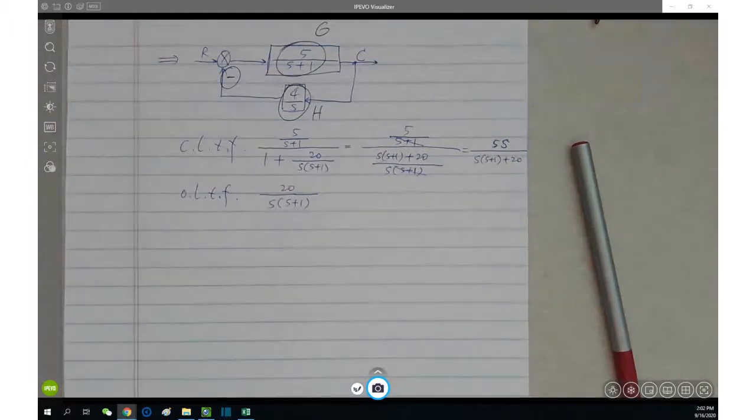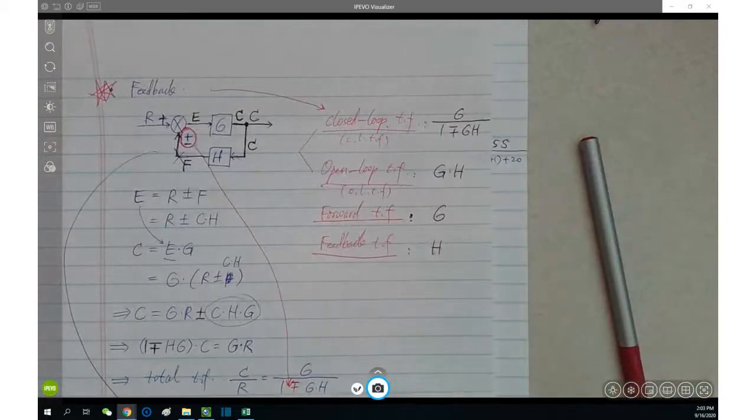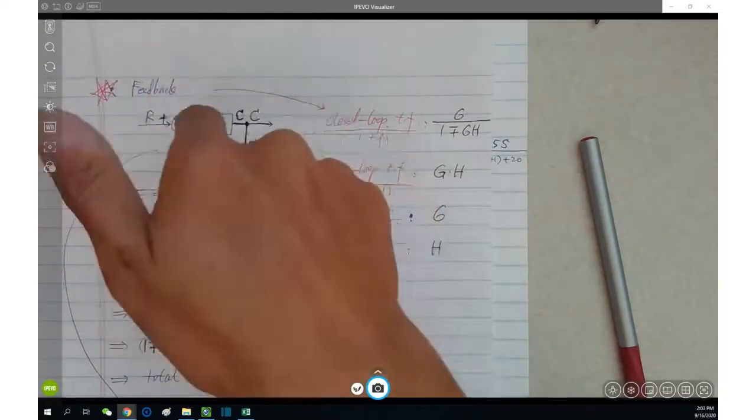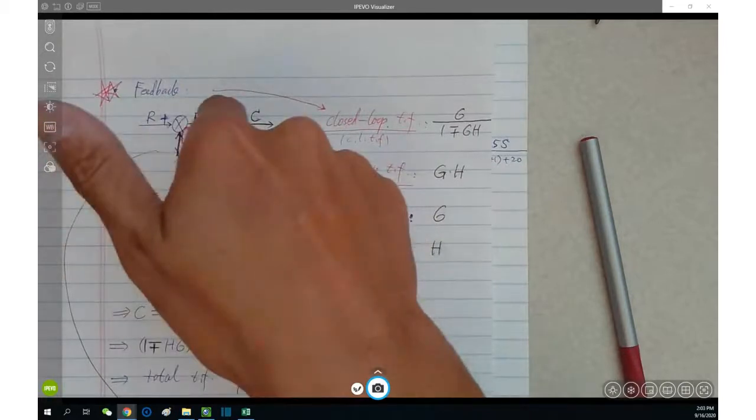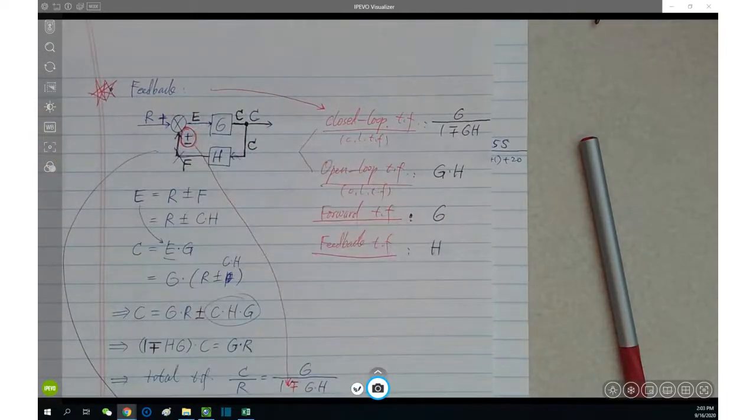And any other questions regarding how to do this? Any step? Everything again is based on the provided basic concepts. If you're clear on these concepts, then you should be fine. What matters is correctly identifying or combining who is G and who is H. G is the total transfer function along the forward path here. H is the total transfer function along the feedback path here, right?